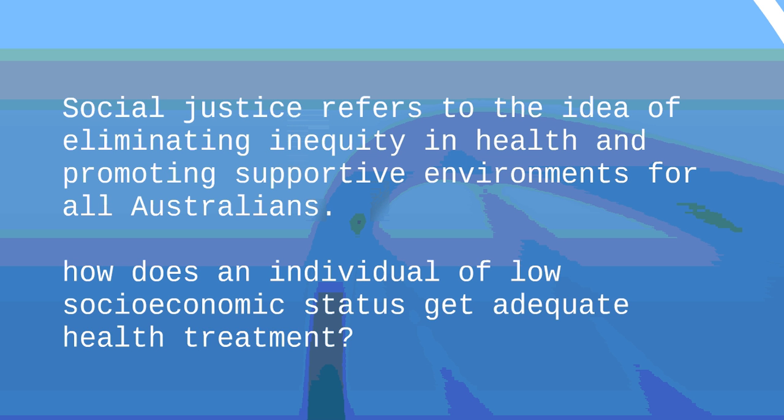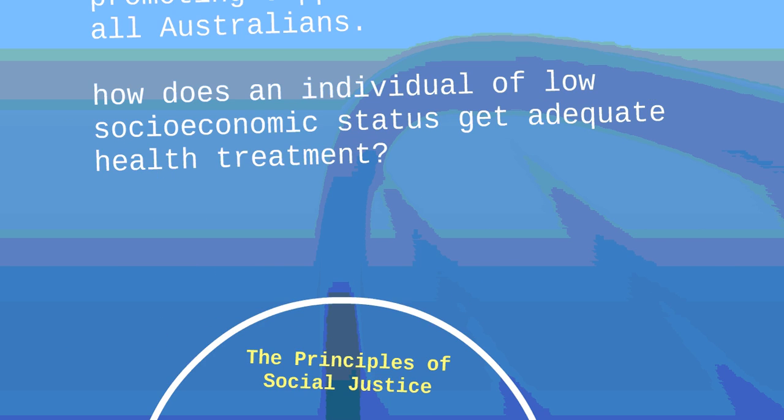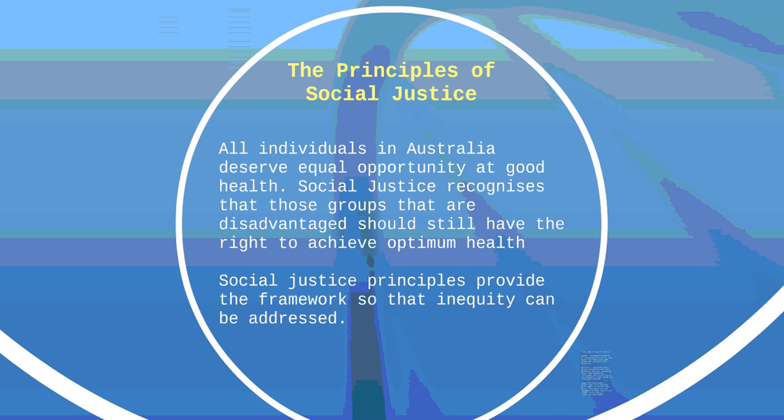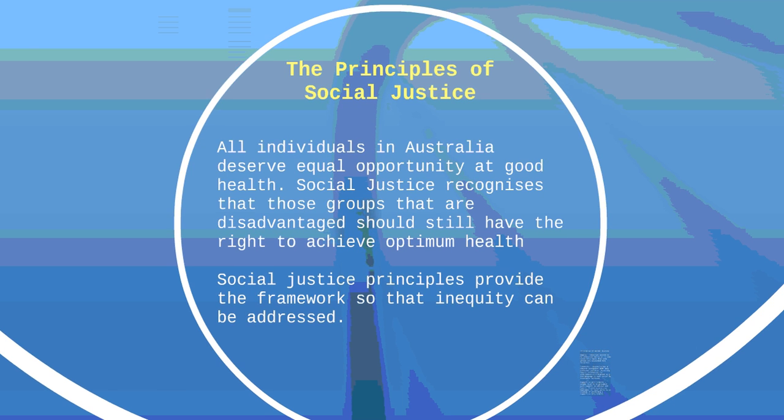Well, the idea of social justice says in this country we should provide Medicare and the Pharmaceutical Benefits Scheme to provide cheap medication to assist the socioeconomically disadvantaged. So there are some principles of social justice. All individuals in Australia, as we said before, deserve equal opportunity at good health. Social justice recognises that those groups that are disadvantaged should still have the right to achieve optimum health. The social justice principles provide the framework so that these inequities can be addressed.